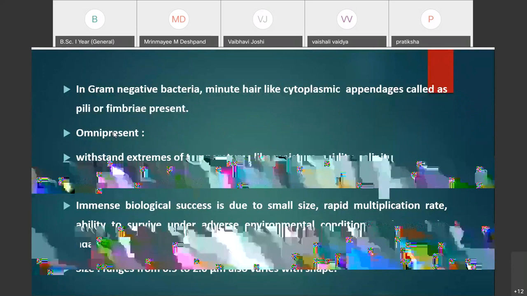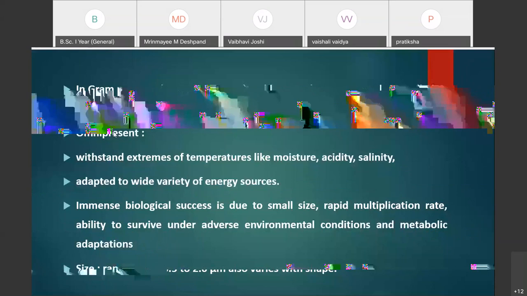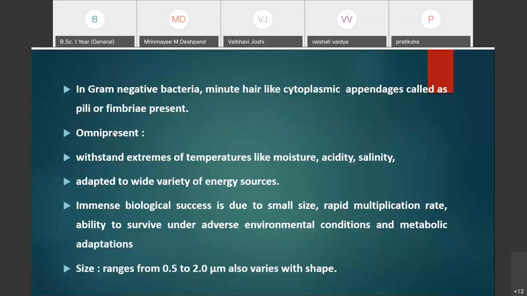Generally the size of the bacteria varies with the shape. For example, cocci is a Greek term meaning spherical bacteria. In the spherical or cocci bacteria, the diameter generally ranges from 0.5 to 2.5 micrometers.